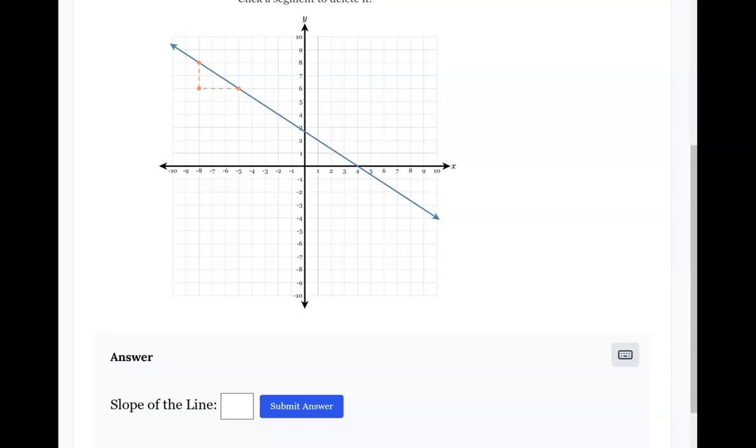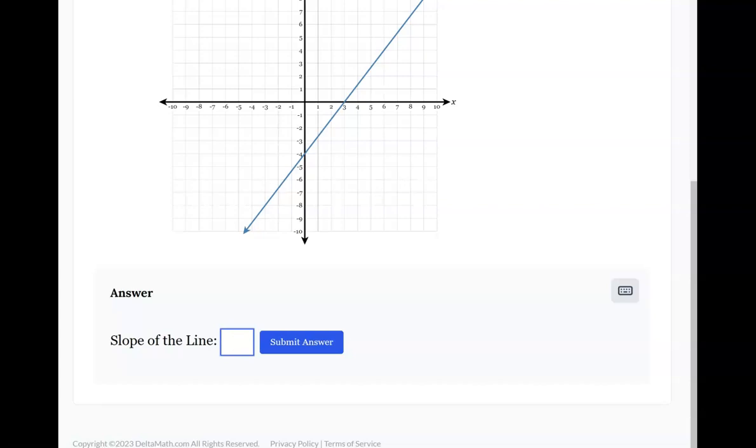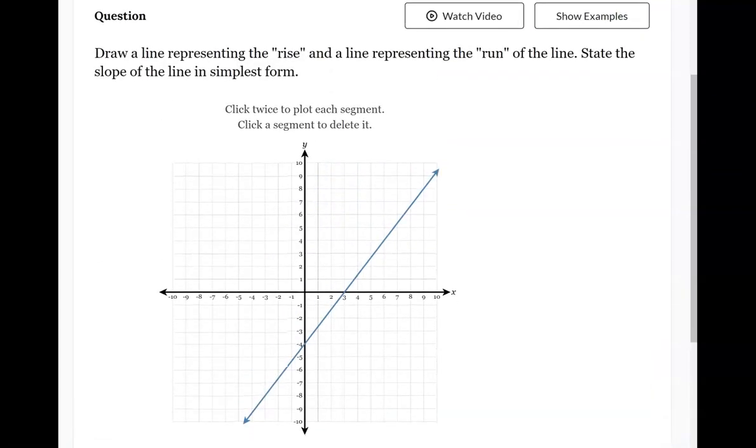So I'm going to type that here in the slope line box. -2 over +3. Let's try it again. You need to draw 2 short line segments that create a slope triangle. But first, you need to find 2 perfect corner points on your own.